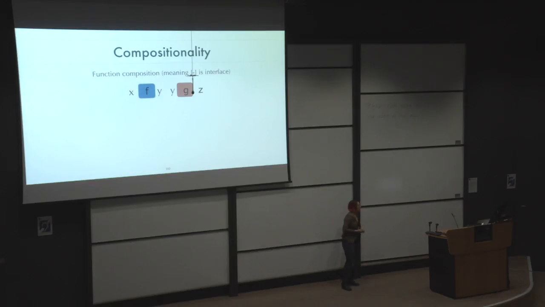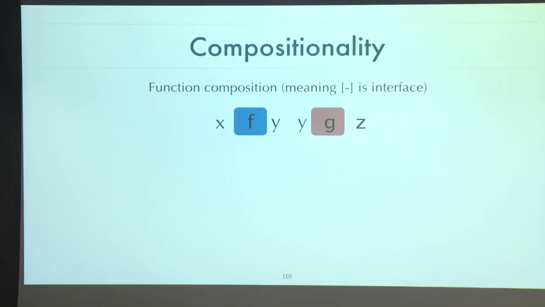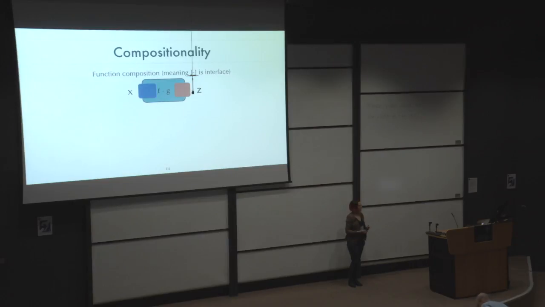So, of course, we have function composition, where the notion of meaning here is actually an interface. So to make sense of how we can compose 2 things, they have to match at the interface, right? So a function that computes from x to y and from y to z can be composed, and then generate a new interface, which goes from x to z.